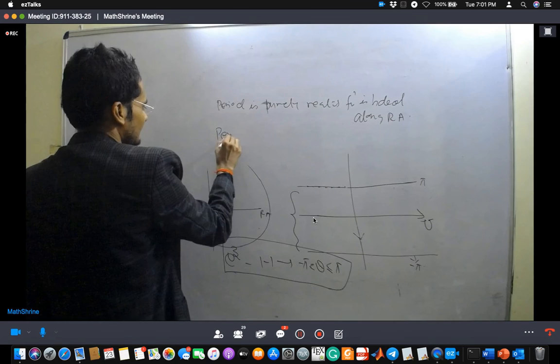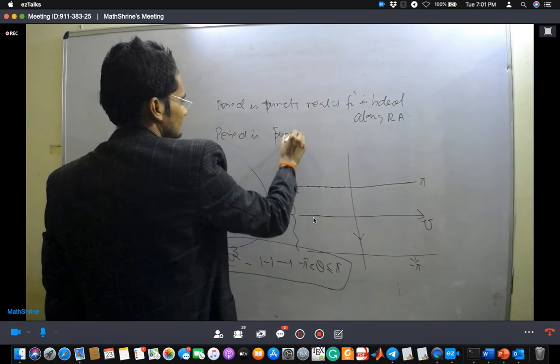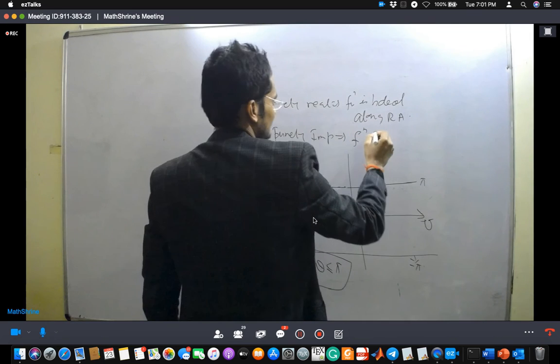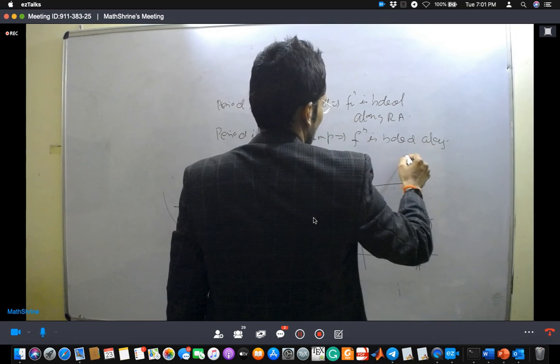If the period is both purely real and purely imaginary, then your function will be bounded on C. You can write this.